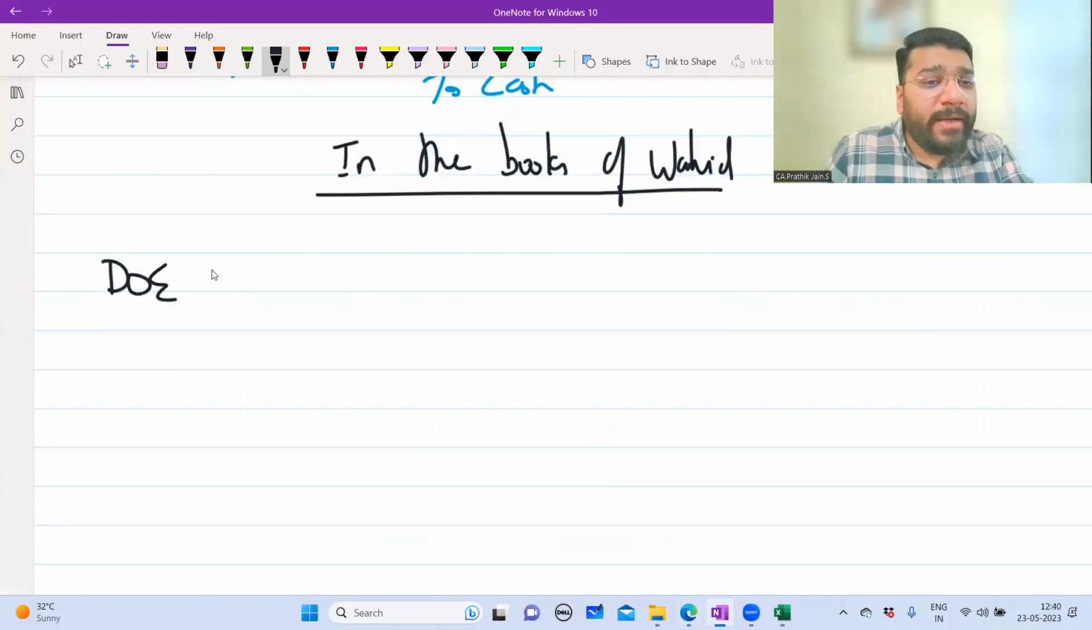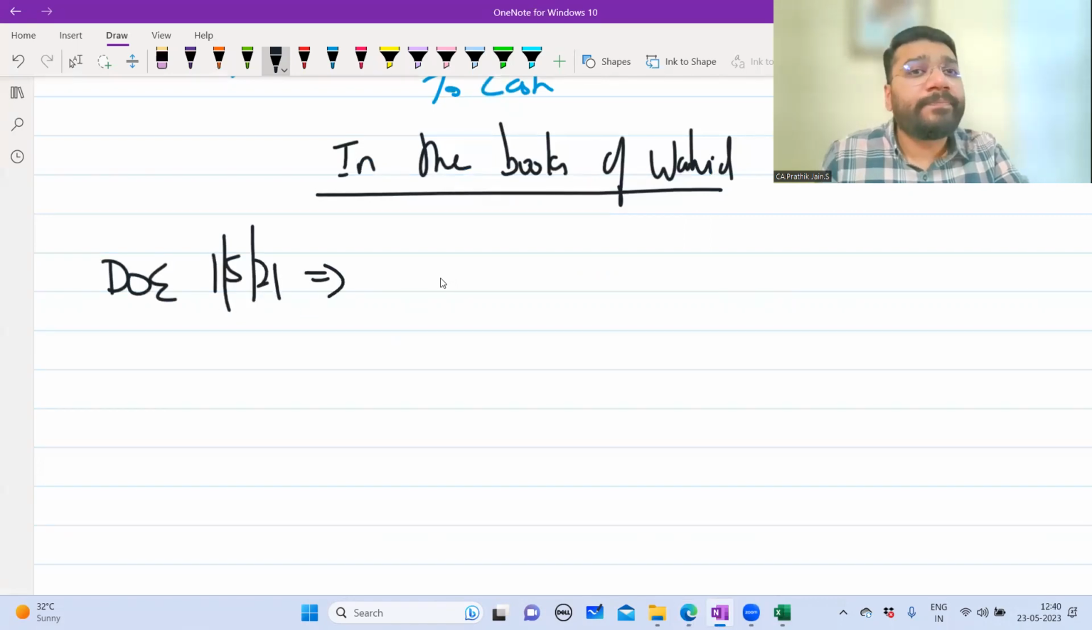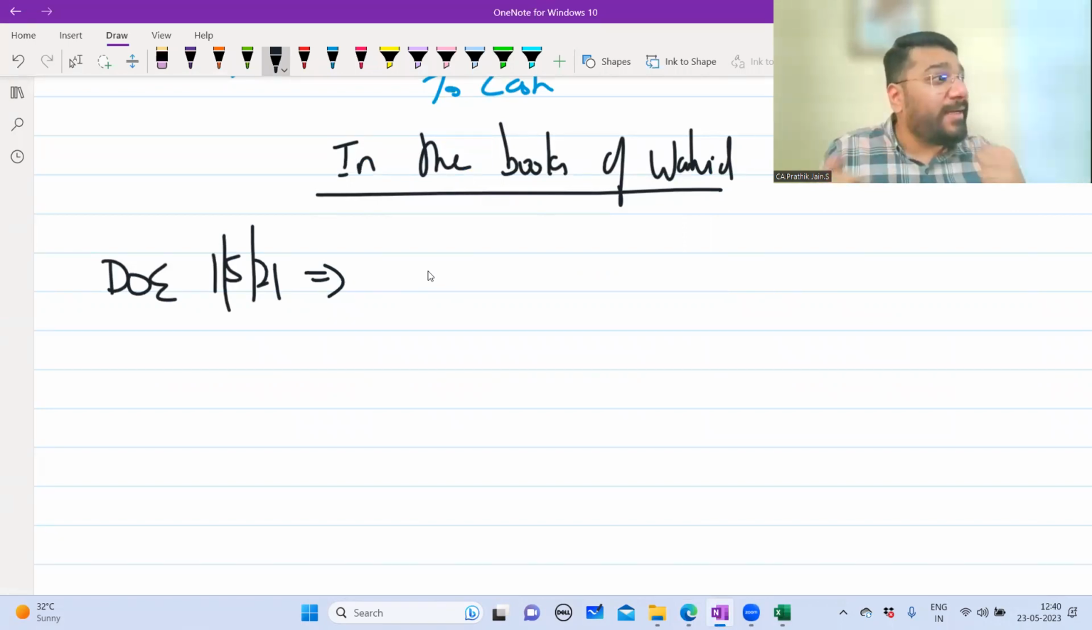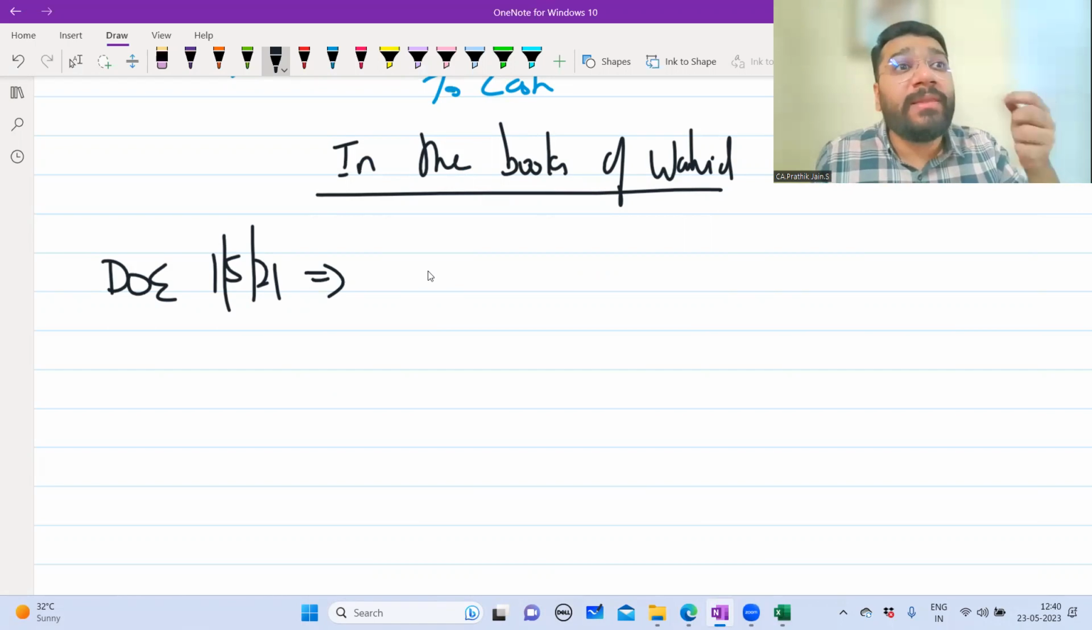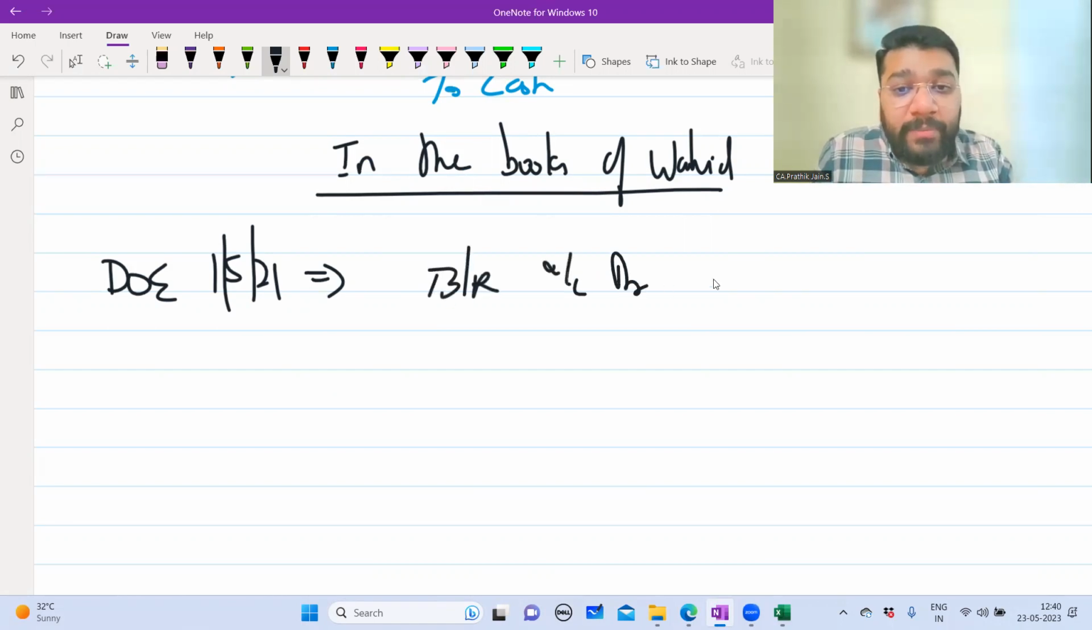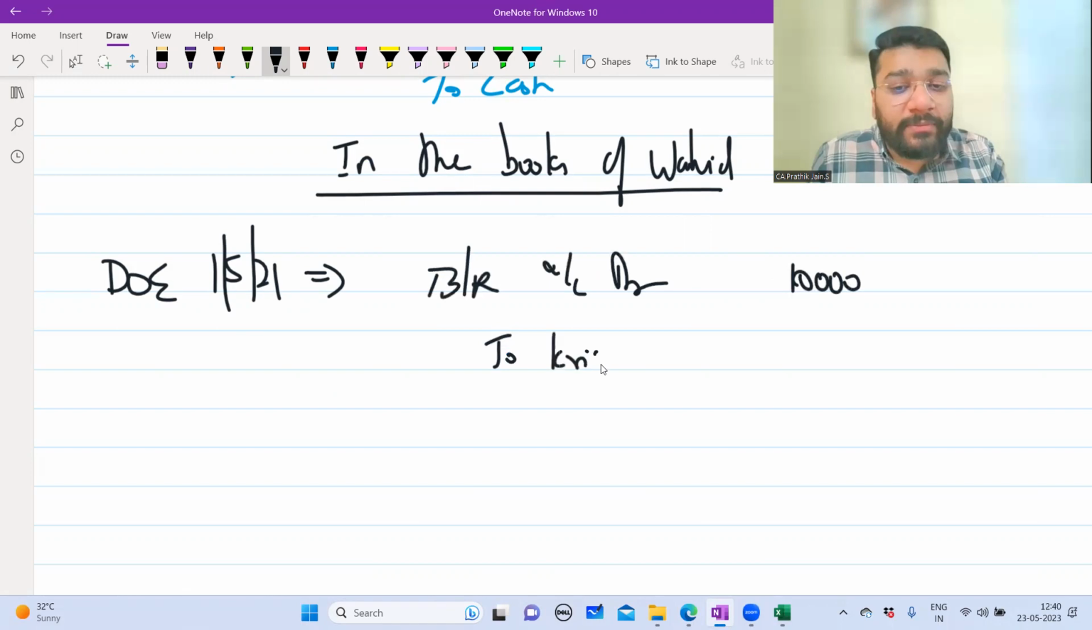On the date of endorsement, which is 1/5/2021, what will be the entry? Bills receivable, from Wahid's point of view, the bill is being received. He is getting the asset, so he has to record the asset. The name of the asset is bills receivable. So bills receivable account debit 10,000. And who is the giver of the bill? Christian. To Christian, 10,000 rupees.